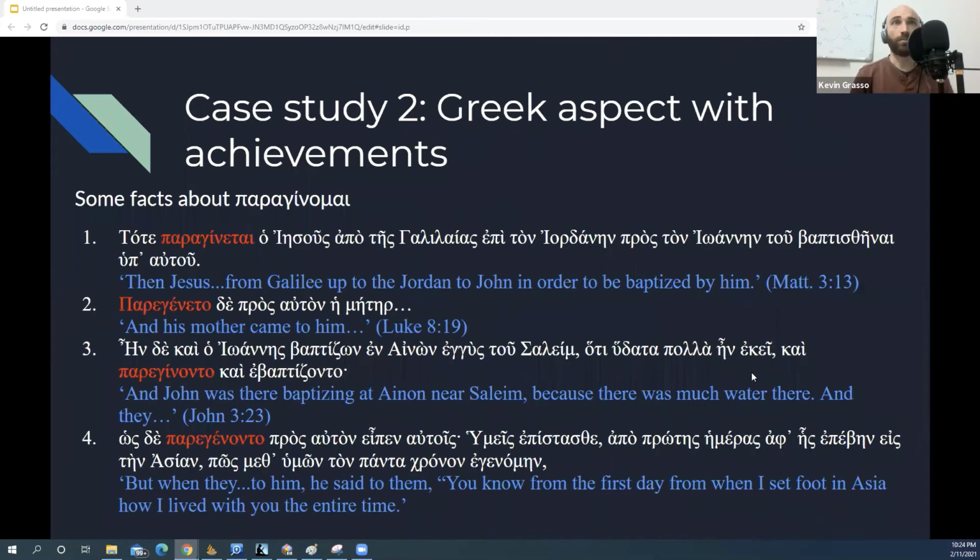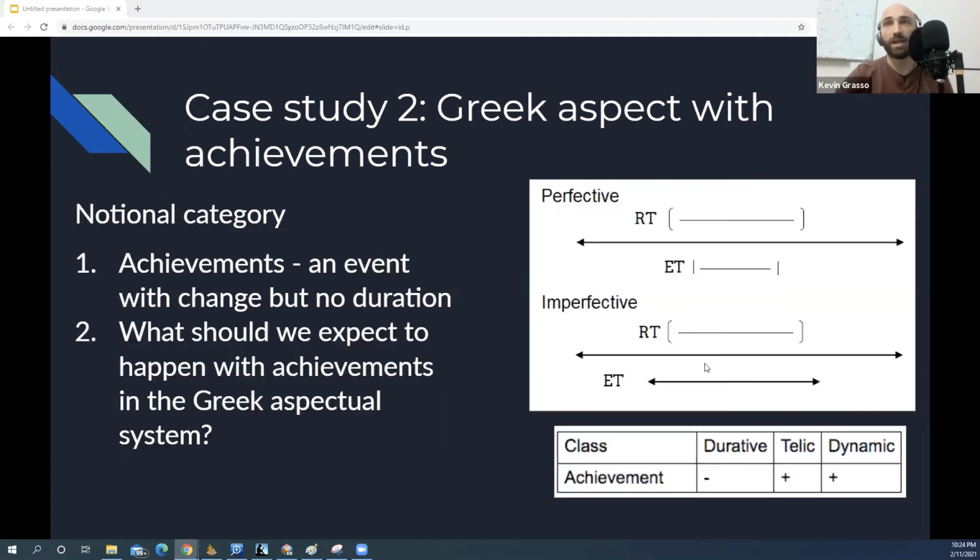So let's just see what happens, right? That's the whole point. So paraginomai is an achievement, right? Arrive. So what we should expect is, if the imperfective forms, what are called imperfective, like the present or the imperfect in Greek, require this temporal structure, we should expect some sort of what's usually called coercion.